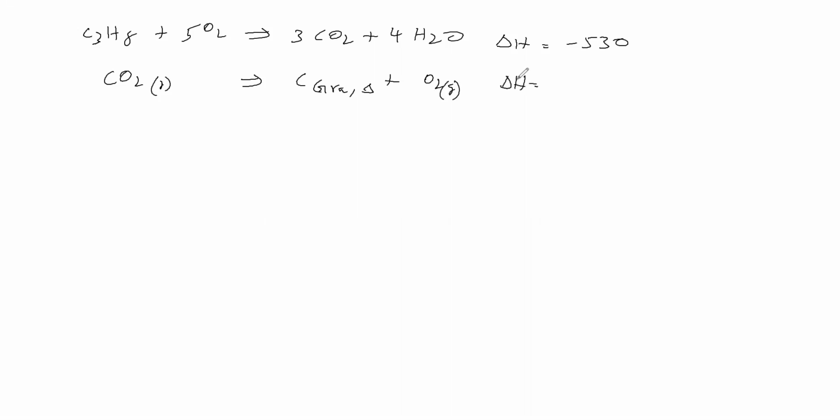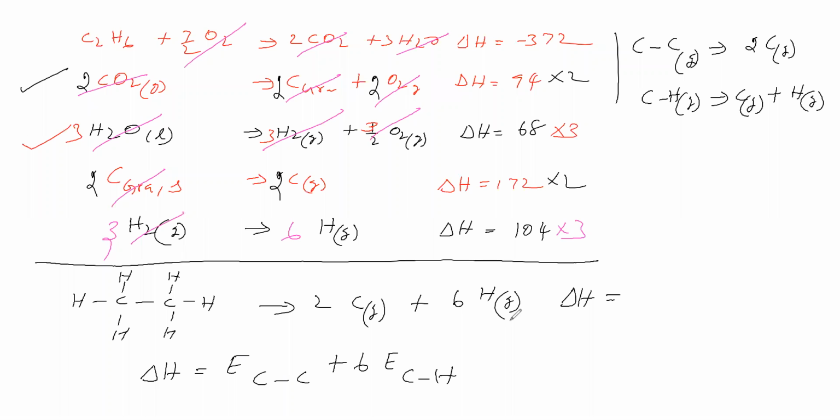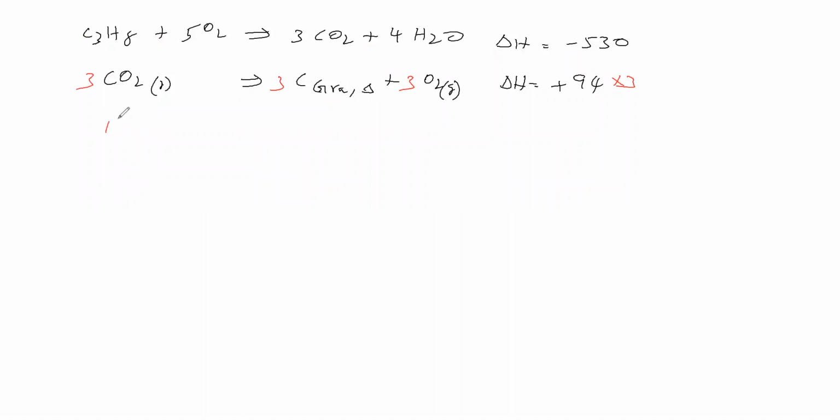Carbon dioxide gas gives carbon graphite solid plus O2 gas. For this, the delta H value is plus 94. Here there are 3 times carbon dioxide, so we have to multiply this equation by 3, and the delta H also by 3. So 3 times carbon dioxide we can cancel. 4 times water we want to cancel, so take this equation: H2O liquid gives H2 gas plus half O2 gas. For this, the delta H value is minus 68; make it plus 68.